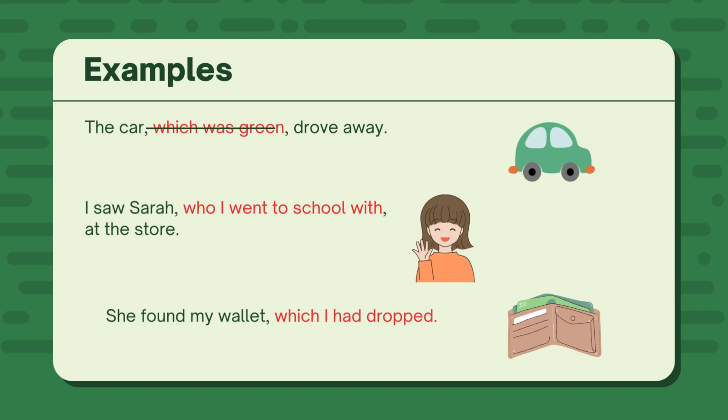The car drove away. I saw Sarah at the store. She found my wallet. This is how we know that the relative clauses are non-restrictive. Remember, if they were restrictive and we took out the clause, the sentence would no longer make sense.